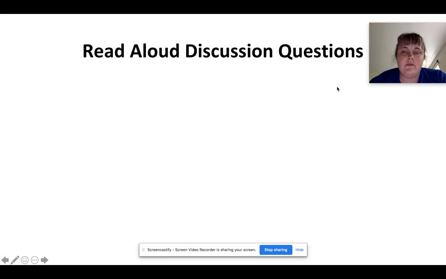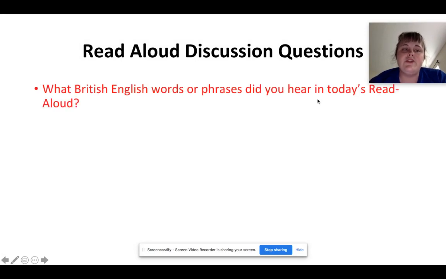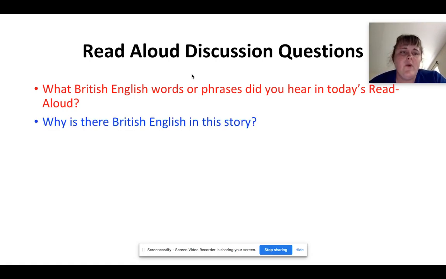What British English words or phrases did you hear in today's read aloud? So what were some of the things that you heard that were different sayings than you've heard in the past? Like old chap might be one, or old blow as a term of frustrations. Why is there British English in this story? Why do they have some words that are different?